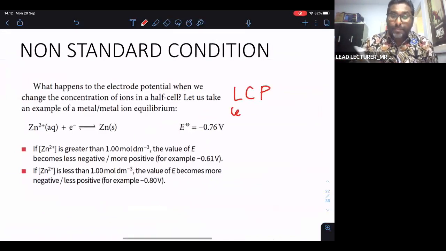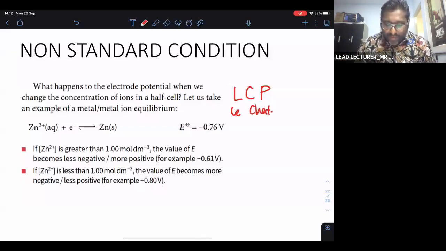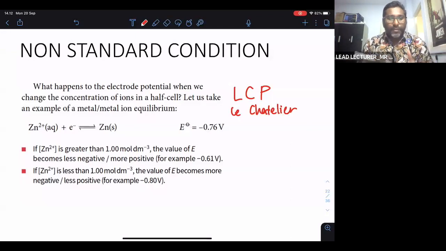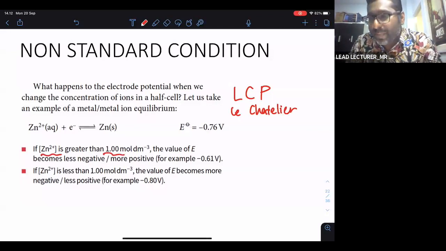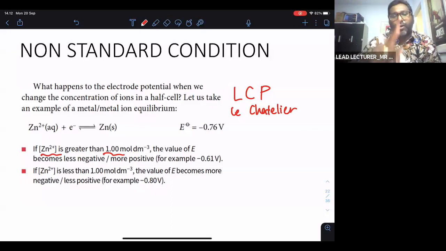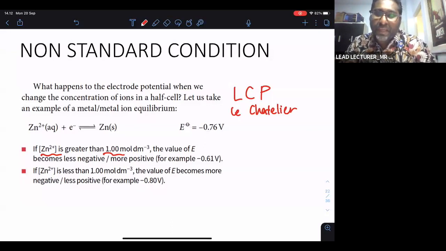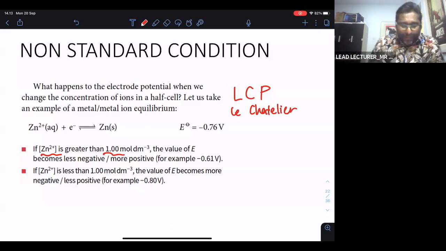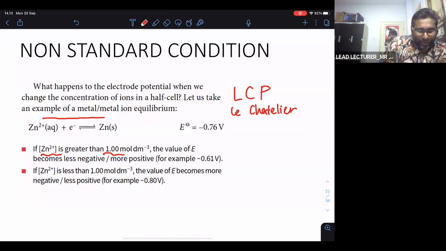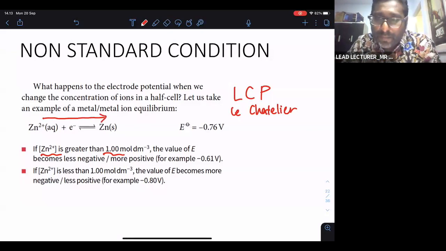Okay, Le Chatelier's principle. If you look at this LCP, let's say for example we are supposed to have 1 mole per dm cube, but let's say the zinc 2 plus is greater than 1 mole per dm cube. You use the LCP. What is the LCP? If the concentration is high, I want to eliminate the concentration. I must make the concentration less. How do I make the concentration less? By removing the zinc 2 plus. It means the position is going to be shifted to the right.